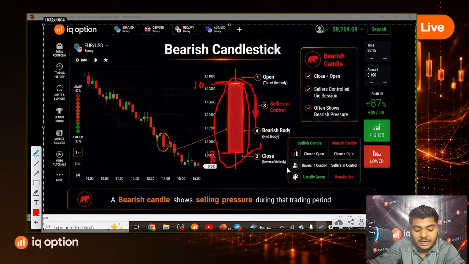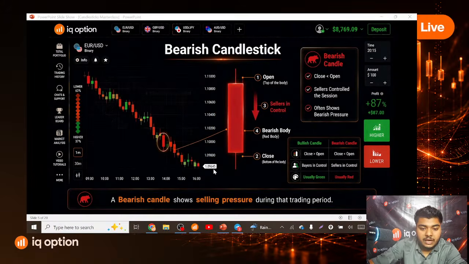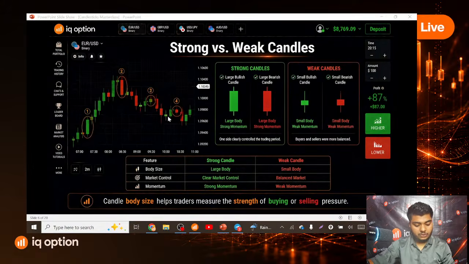It simply shows that the sellers had control during a specific trading period. So always consider bearish candles together with the trend, support and resistance, and other price action signals. Along with all the confirmation, if you use this knowledge about closing and opening price and the position of the strong candle, you will understand a lot of things in the market and you will never be in loss. So let's move to the next topic.